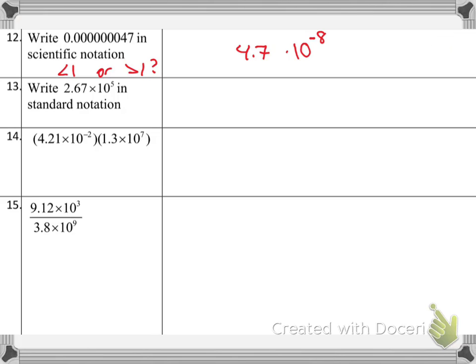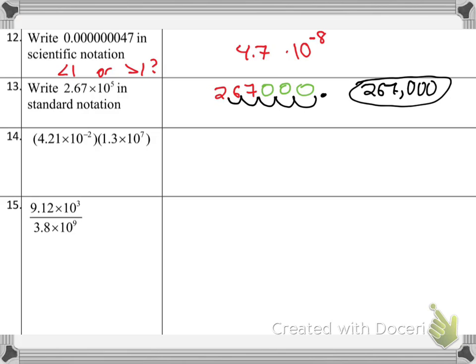So let's keep going. So now we have 2.67 times 10 to the 5th power. So we need to move this decimal place over 1, 2, 3, 4, 5 units. And in those empty spaces, I need to fill in zeros here. So my final answer is 267,000.